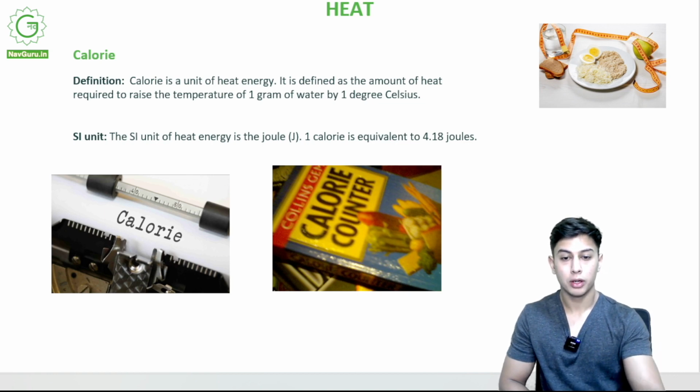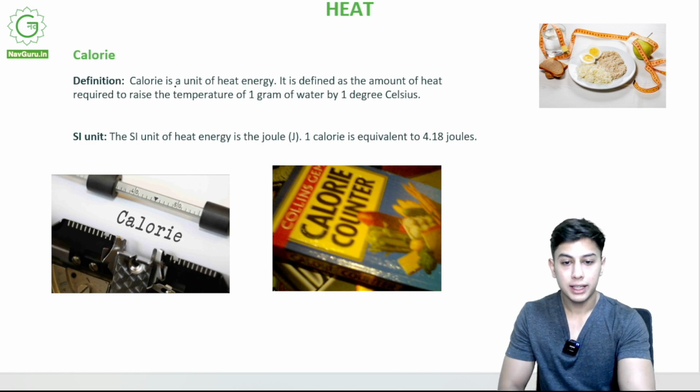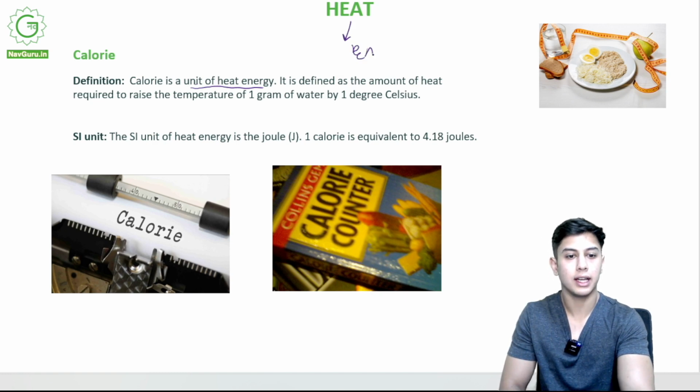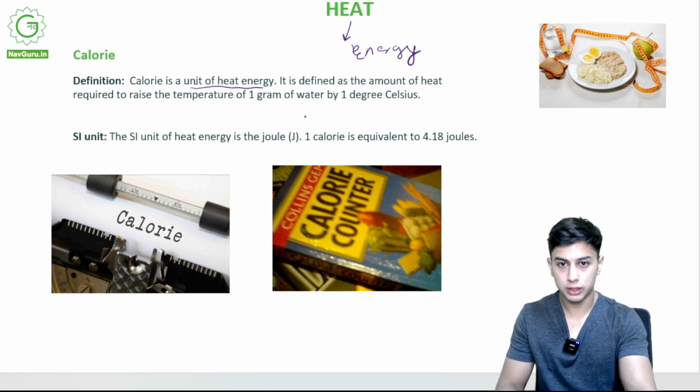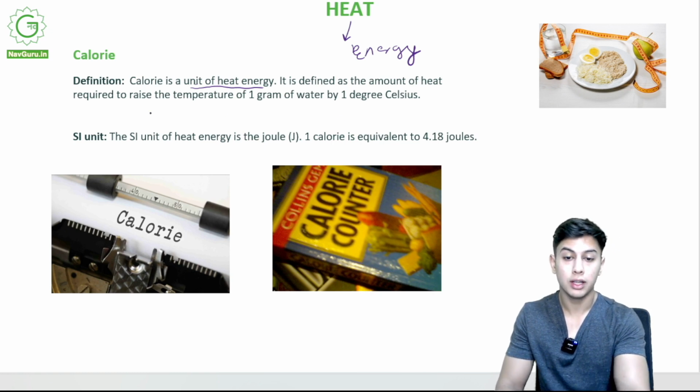What is first of all calorie? Calorie is a unit of heat energy. We categorize heat as energy. Heat is energy, and it is transferred from one thing to another. Energy can neither be created nor be destroyed, it can only be transferred. So a calorie is a unit of heat energy.